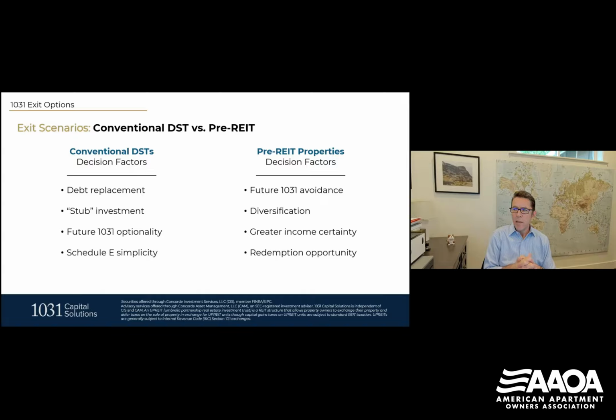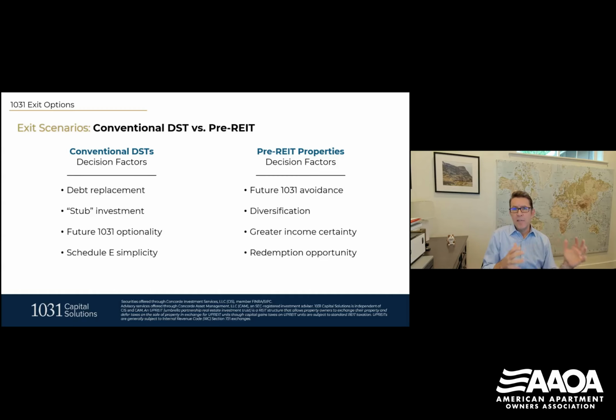You also have greater income certainty if you 1031 exchange into a pre-REIT property, or maybe 2 or 3 pre-REIT properties, where ultimately your portfolio is invested across 1 or 2 or 3 large REITs. Historically, the distribution certainty of multi-billion-dollar REITs is higher than you can achieve from any portfolio of conventional DST properties. So you really do benefit from the conservative income focus of a REIT or more than one REIT in your portfolio. And then finally, the redemption opportunity.